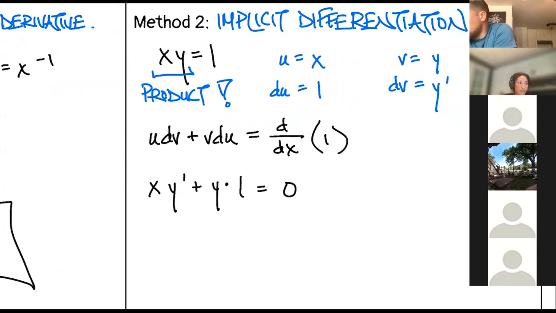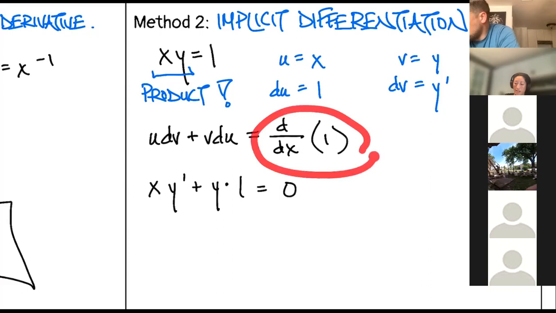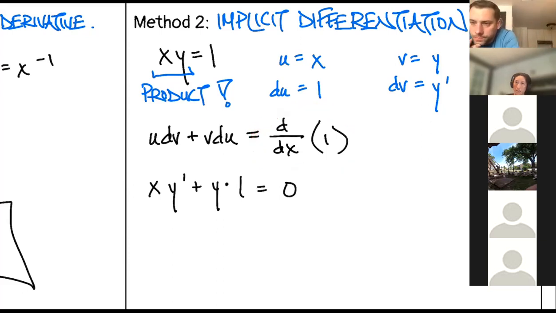So far, so good. We set up our product rule. We took the derivative for the left-hand side. The derivative of the right-hand side was a little bit easier because it was just the constant. And then we just substituted everything in this last line that we wrote.